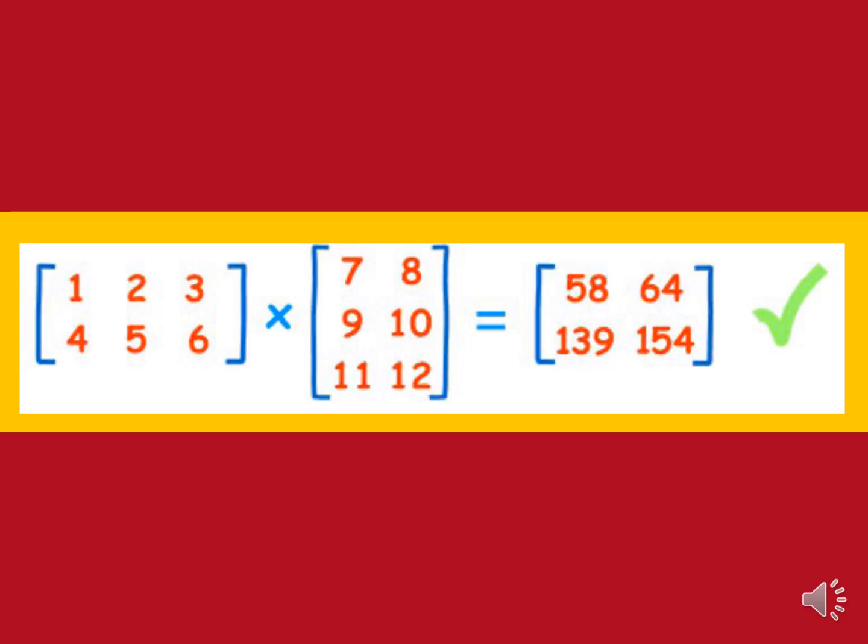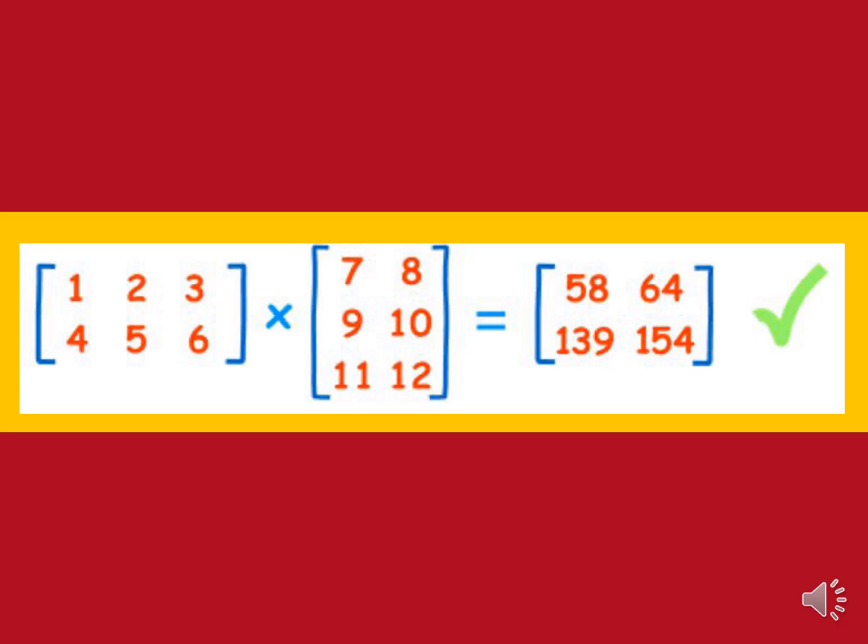Pretty much the same things going on to get the other numbers in the answer. The 64 comes by taking the top row of the first matrix times the second column of the second matrix. They did 1 times 8, 2 times 10, 3 times 12, and added everything up. And then they got the other two numbers by going down to the bottom row of the first matrix.